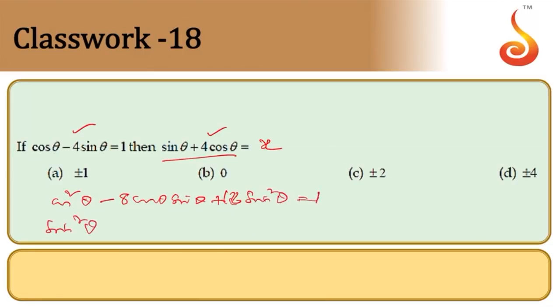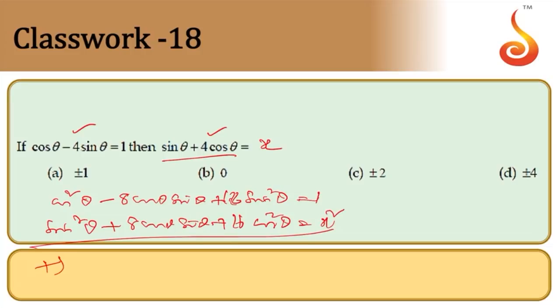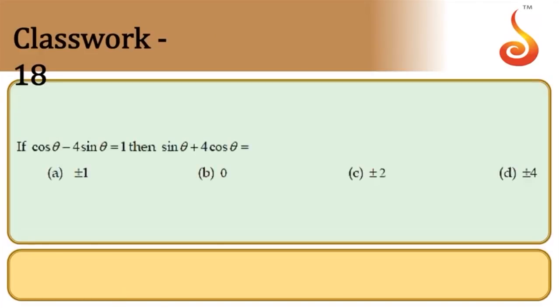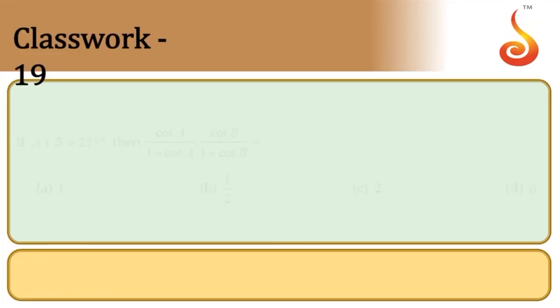and sin square theta plus 8 times cos theta sin theta plus 16 cos square theta happens to be x square. Now by adding these two, you could clearly see that these terms get cancelled. 1 plus 16 is equal to 1 plus x square. So x happens to be plus or minus 4. So plus or minus 4 will be the answer.